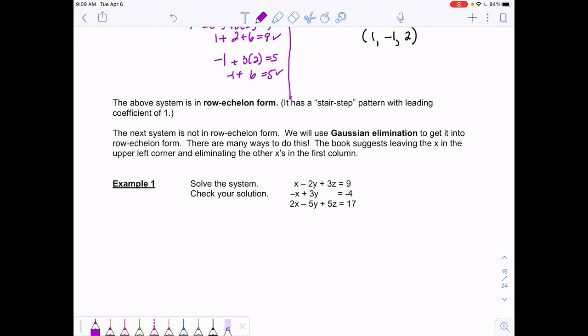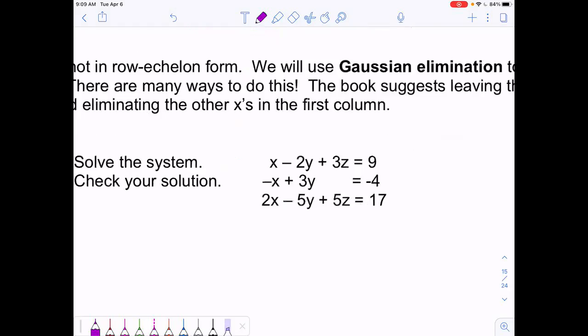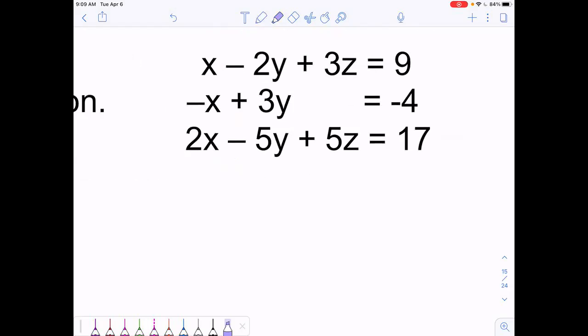It says the book suggests leaving the x in the upper left-hand corner and eliminating the other x's in the first column. So what we're going to try and do is leave this first equation be. We're going to keep that equation there. Our goal is to get it to look like row echelon form. We want to eliminate the x's underneath it so that they disappear. So we're going to use a form of elimination, and that elimination is named by Carl Friedrich Gauss, a mathematician that lived in the 1800s.